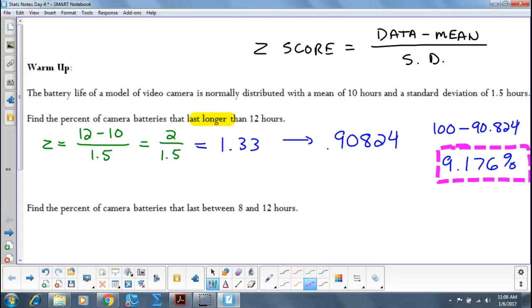Yes? Yes, ma'am. Does it matter what you round to? Like, could you have said 9.18? Yep. As long as it's rounding from that. You know what I mean?